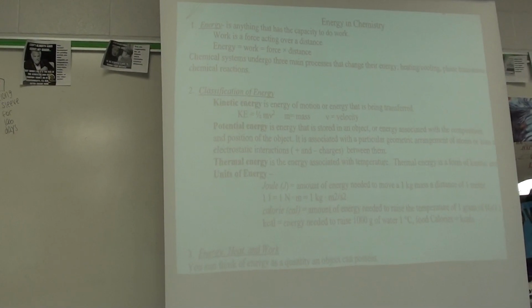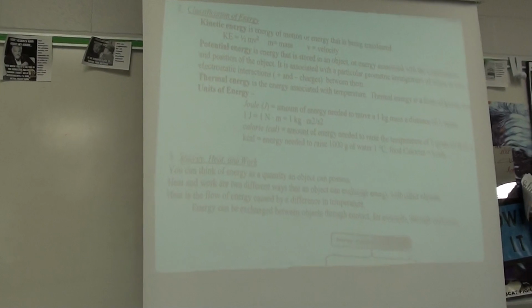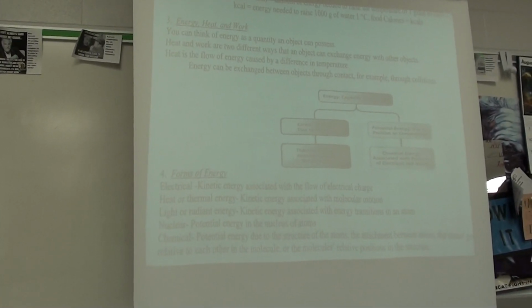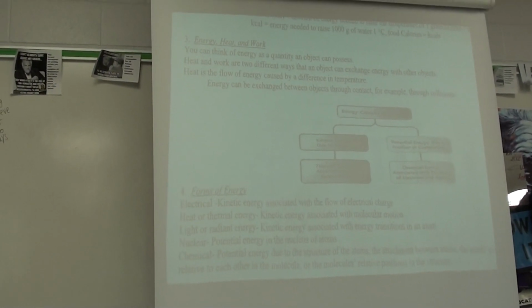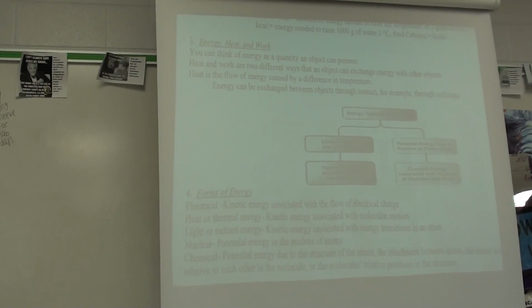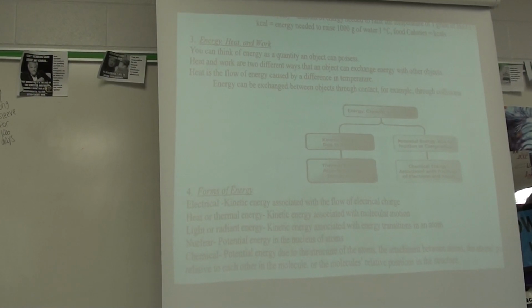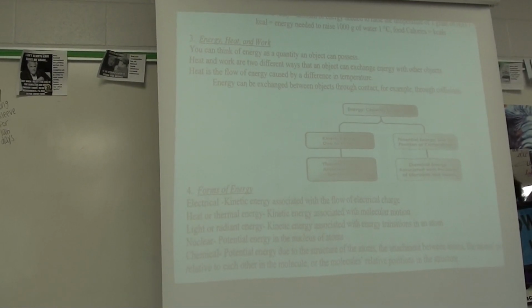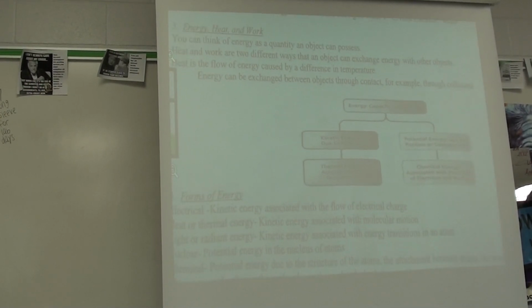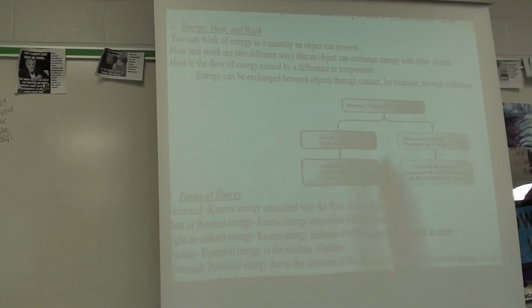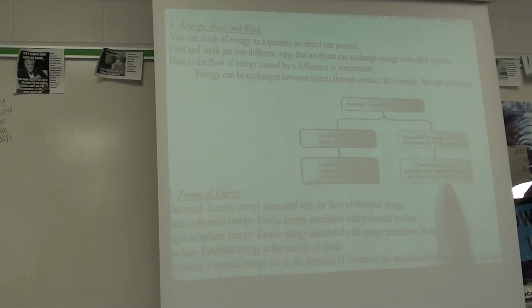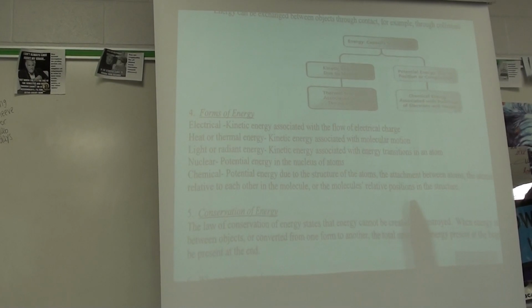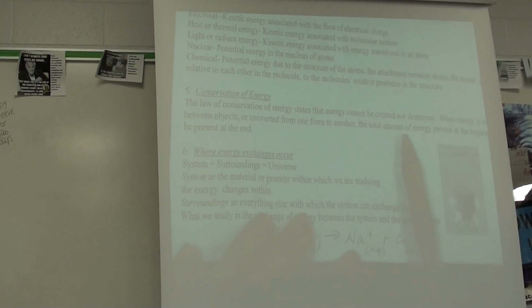All right. So let's think about, for ease and simplicity, energy as a quantity that an object can possess. Now, heat and work are the two different ways that an object can exchange energy with other objects. Remember, heat is really the flow of energy from one object to another object. If energy is the ability to do work, we can have kinetic energy, which is due to motion, and that would be associated with thermal energy, or potential energy due to the composition or position, and that has to do with the positions of the electrons and the nuclei. I'm just going to go right over the forms of energy because you can read and you've seen this before. And I'm going to talk about conservation of energy just really quickly.